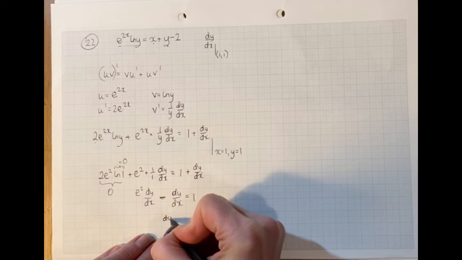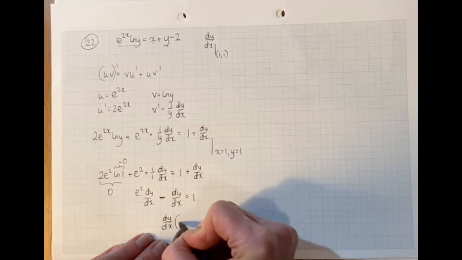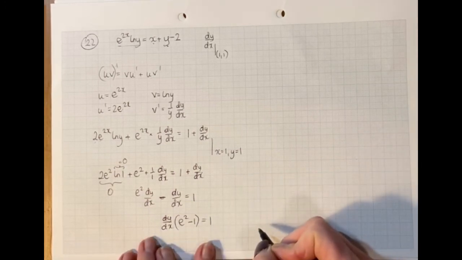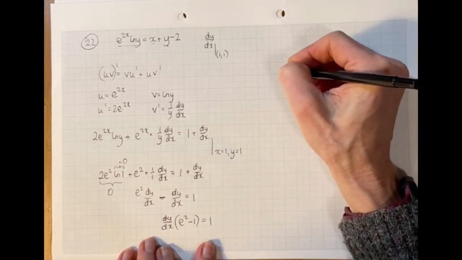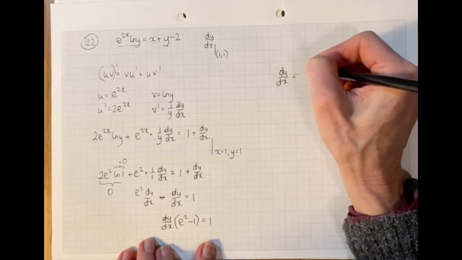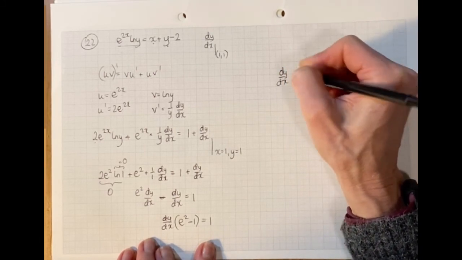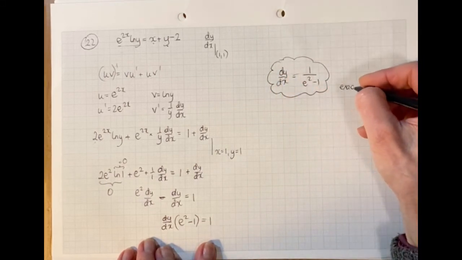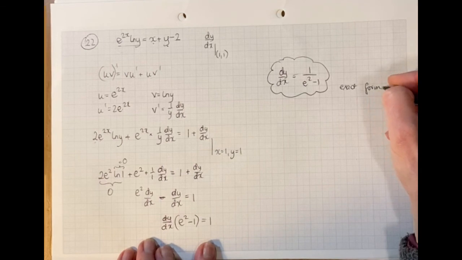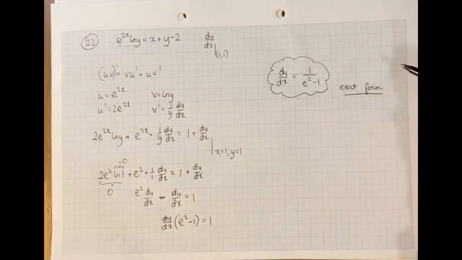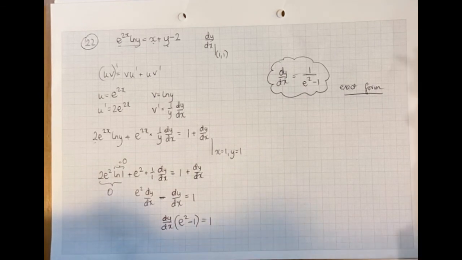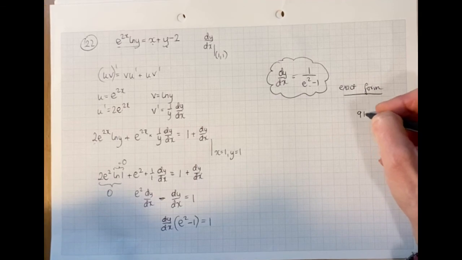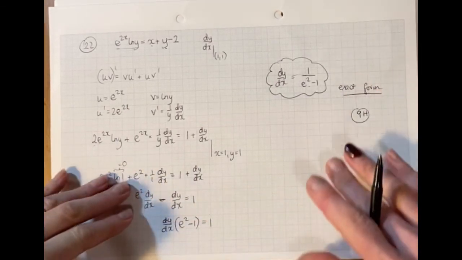Factorize dy/dx to be left with dy/dx times (e squared minus 1) equals 1, giving us dy/dx equals 1 over e squared minus 1, and this is the value of the gradient in the exact form, the exact answer, so not rounded. You can put it in the calculator and evaluate it if you wish, but usually we'll leave it in the exact form. So that takes us to exercise 9H on implicit differentiation.